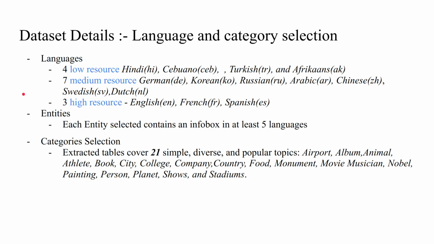Now let's look at the details of the dataset that we have prepared. We have the dataset of tables in 14 languages. The languages were chosen such that we covered all continents and all the different resource levels. We also ensure that the languages are better represented by choosing the entities which have info boxes in at least 5 different languages to ensure that no language dominates over the others. We selected 21 diverse categories from airport to food that can be seen here.